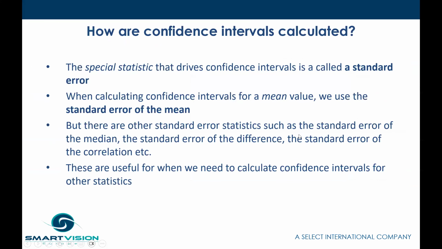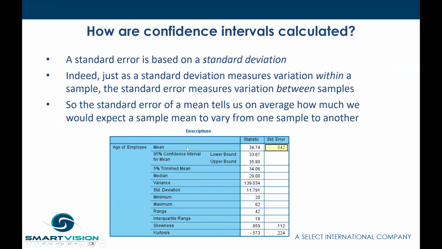What's it actually doing? Well, it turns out there is a special statistic that drives confidence intervals, and it's called the standard error. And when we're calculating confidence intervals for a mean value, we use a thing called the standard error of the mean. But there are other standard error statistics, such as standard error of the median, standard error of the difference, standard error of the correlation. They're really useful for when you need to calculate confidence intervals for other statistics.